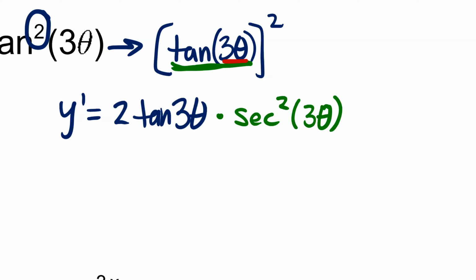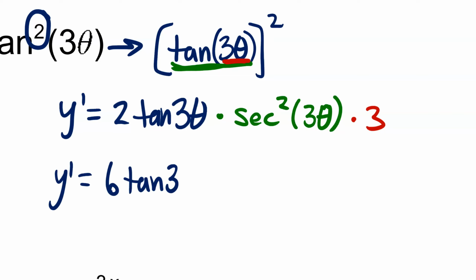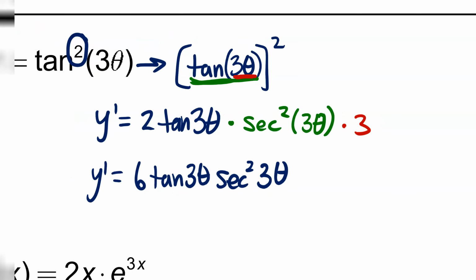And then I have to deal with the inside. I'm not just taking tangent of theta, I'm taking tangent of 3 theta. I'm taking tangent of a function itself. There's an even more inside function. So I must then multiply by 3. To simplify, at the end, I combine all the numbers. 6 times tan of 3 theta, secant squared 3 theta. Biggest thing we didn't do was chain rule.